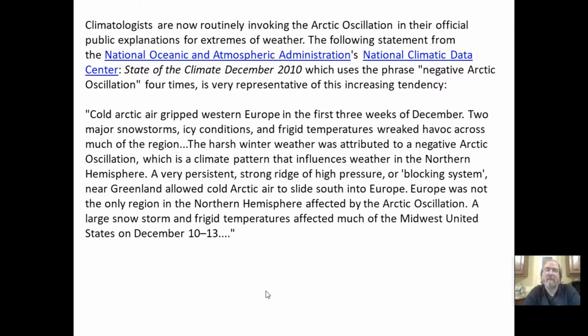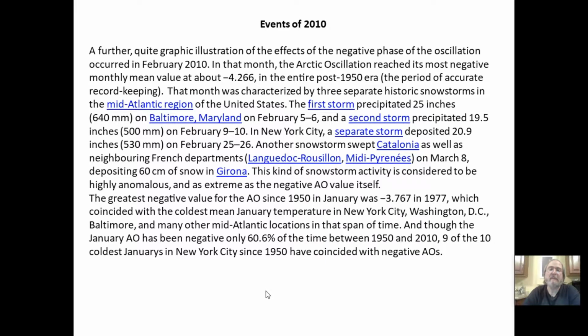Europe was not the only region in the northern hemisphere affected by the Arctic Oscillation. A large snowstorm and frigid temperatures affected much of the Midwest U.S. December 10th and 13th. So let's look in a little more detail at the events of 2010.